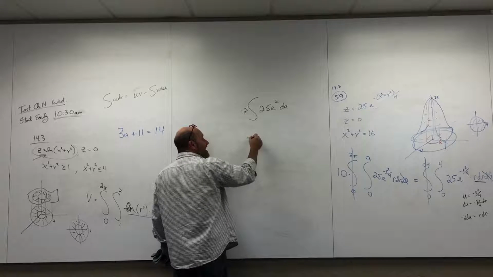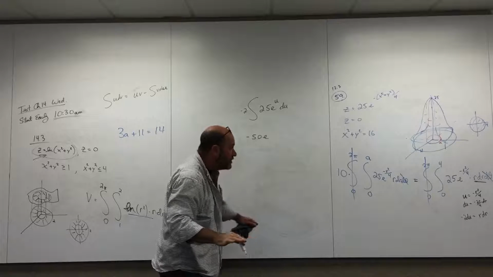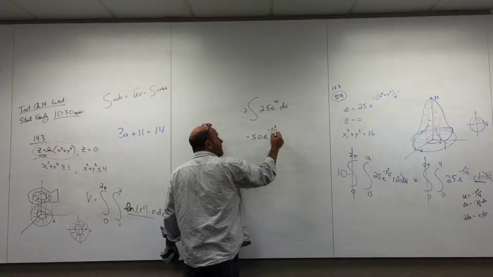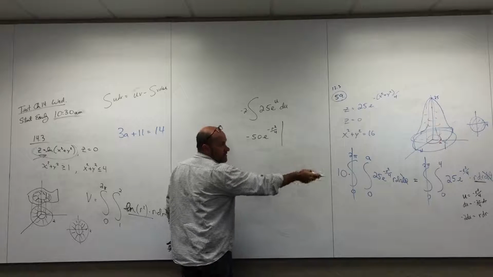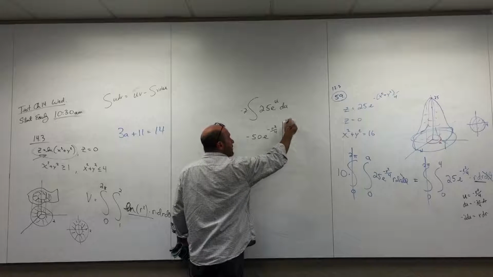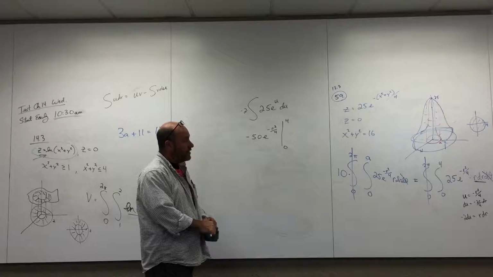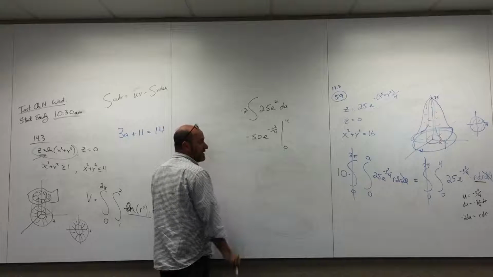So I'm going to call that negative 50 e to the u, but I'm going to go ahead and put u back: negative r squared over 4. And what are my bounds for r? 0 to 4. So it really wasn't that hard, was it? I just did that little u-substitution and did that integral. I think I did everything right.